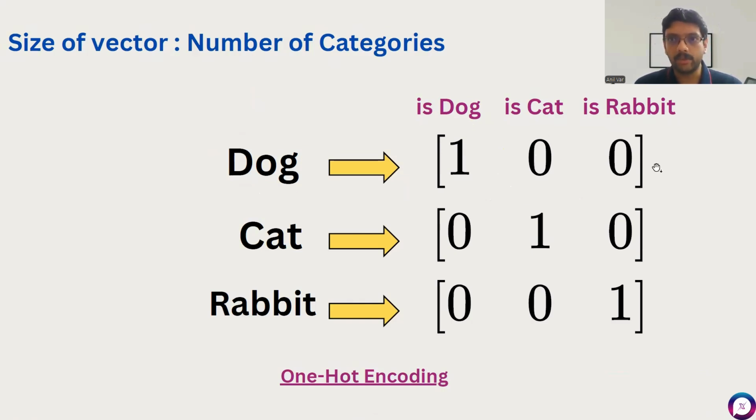All the others are set to 0, right? So this, which is set to 1, is called the hot value. It's the active label, right? And the others are 0.